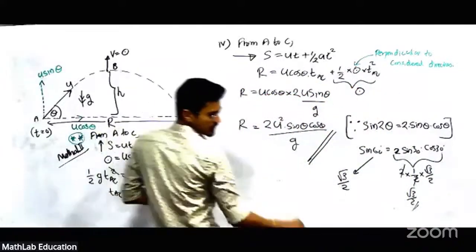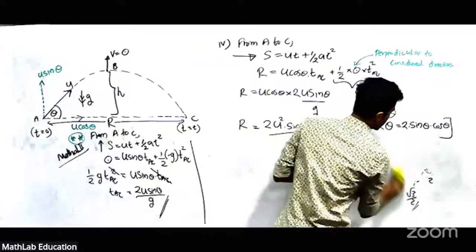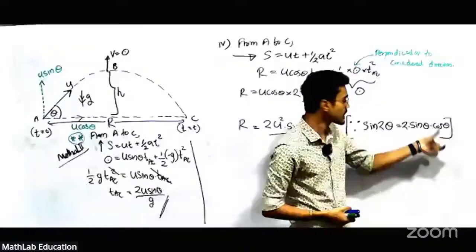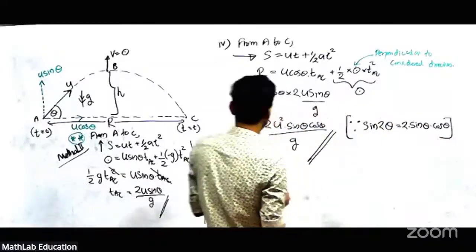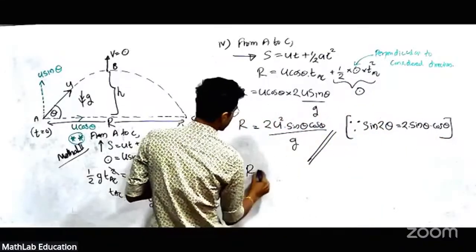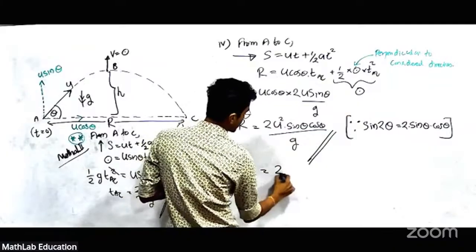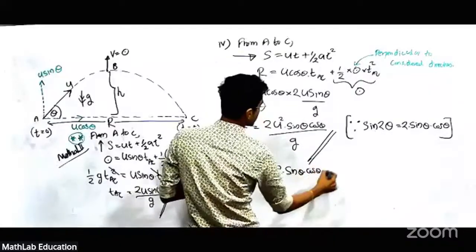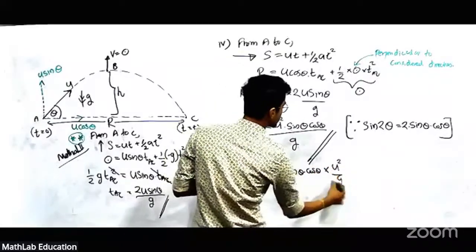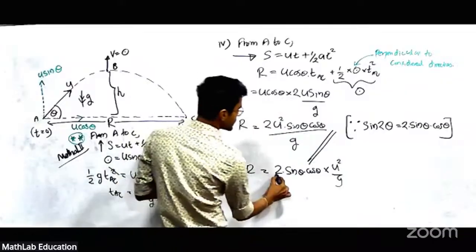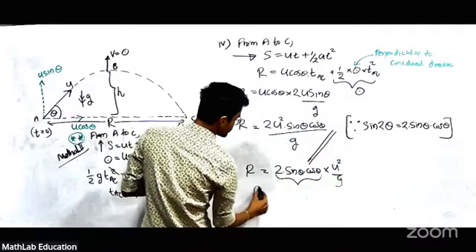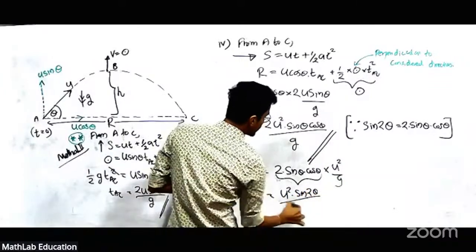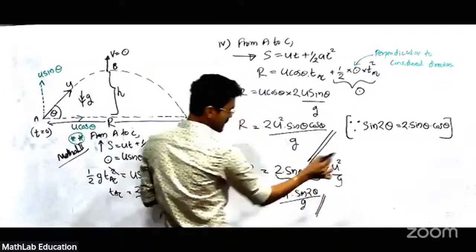Now this is the proof, and I'll use this result. Wherever I have 2 sine theta cos theta, we can write it as sine 2 theta. Here, R is 2 sine theta cos theta times u squared over g, and this is sine 2 theta. So this can be written as u squared sine 2 theta over g. Both are correct.